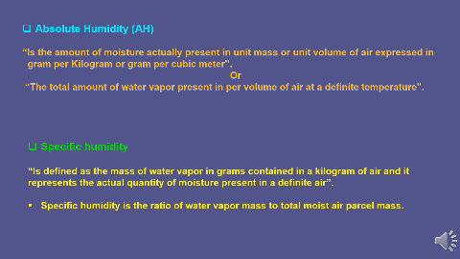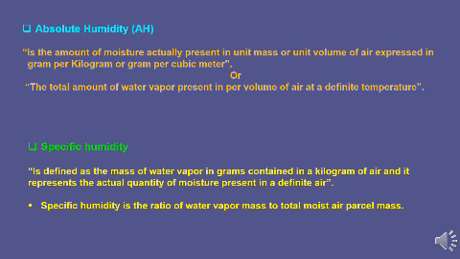Second type of humidity is absolute humidity. It is the amount of moisture actually present in unit mass or unit volume of air, expressed in gram per kilogram or gram per cubic meter. In other way also, it can be defined like the total amount of water vapor present in per volume of air at a definite temperature.